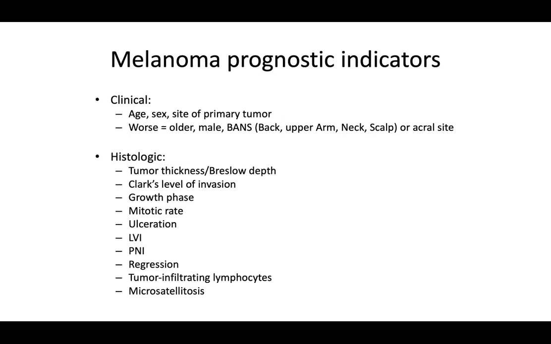Other important things to look for on the histologic assessment will be the tumor thickness or the Breslow depth, the Clark level of invasion, the growth phase, the mitotic rate, whether or not there's ulceration, lymphovascular invasion or perineural invasion, presence of regression, presence of tumor infiltrating lymphocytes, and macrosatellitosis as well. So macrosatellitosis is something that you'll have to have a larger biopsy for, or an excisional specimen to be able to assess.